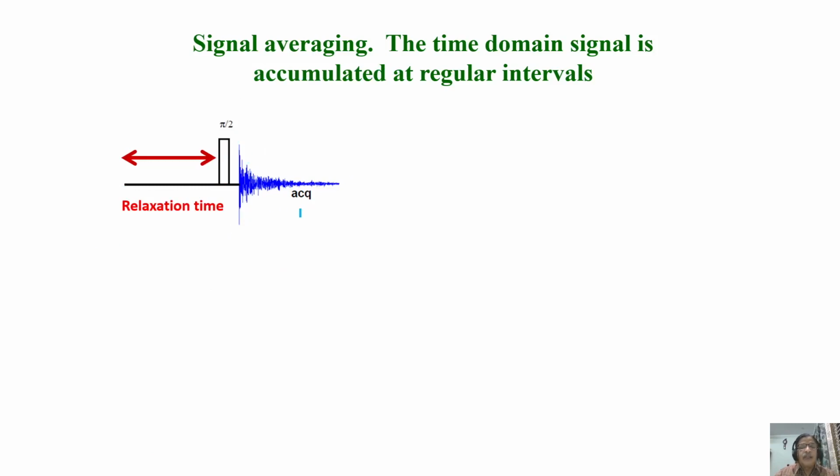That's all. If the signal intensity is very good, then you don't have to bother about co-addition. You don't have to bother about signal averaging. Fourier transformation of this one will give you the frequency domain spectrum. But generally, it is true for highly abundant spins like protons and fluorines. You may get the signal very fast.